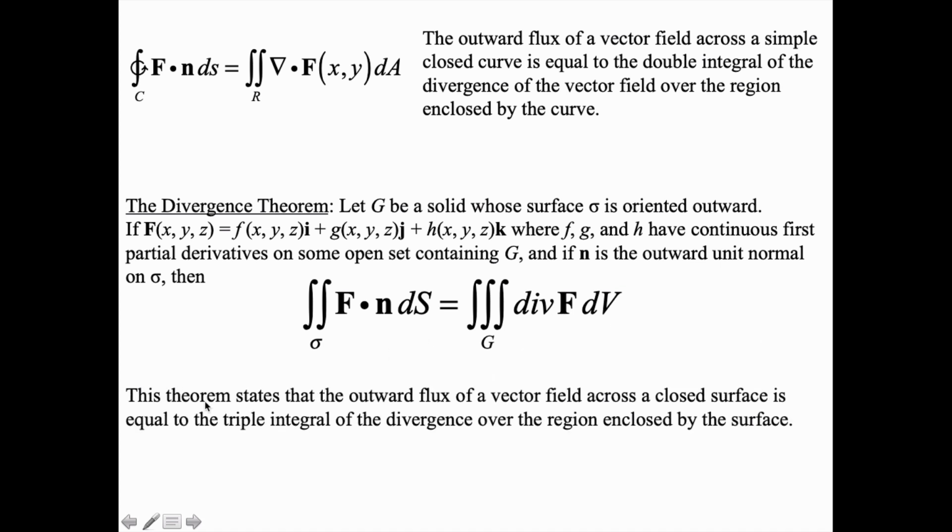Again, this theorem states that the outward flux of a vector field across a closed surface is equal to the triple integral of the divergence over the region enclosed by that surface. So instead of figuring out the flux of a vector field across that surface with a surface integral, we can evaluate a triple integral of the divergence over the region enclosed by that surface. And a lot of times that could be a lot easier. Let's take an example.